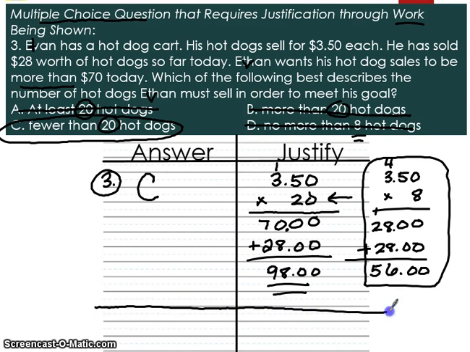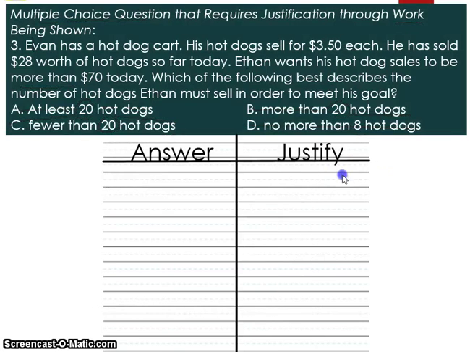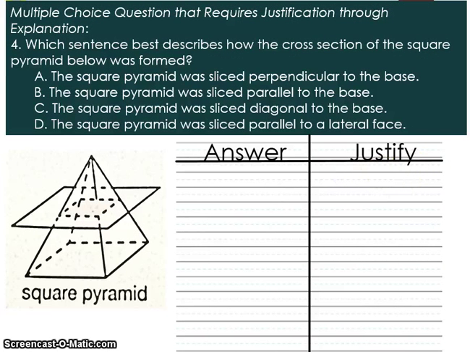That is an example of a multiple choice question and you showing calculations. Now let's look at the last type. A multiple choice question that requires justification through explanation. So you can't show work for this one. You want to explain your thinking. So which sentence best describes how the cross section, that's when you cut a shape, of the square pyramid below was formed? So how did they cut this square pyramid?